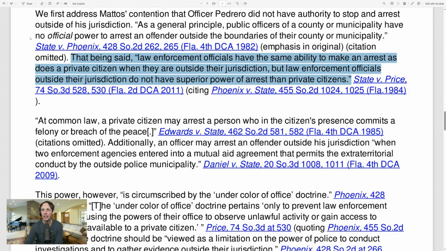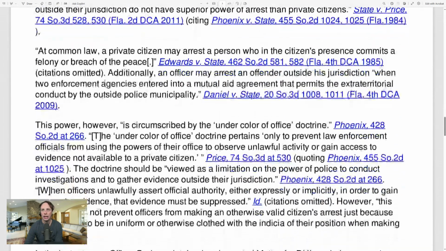So they were citing both a Second District Court appeal and Phoenix v. State, that Supreme Court case that we just read. So as you can see here, that case is still holding up from the Florida Supreme Court. At common law, a private citizen may arrest a person who, in the citizen's presence, commits a felony or breach of the peace, right? So there's another Fourth District appeal case here, and we're starting to see the expansion beyond felony fleshed out.